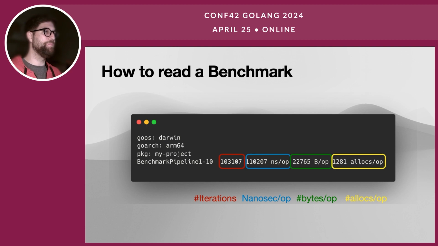So with that command, we get this result. We can see in the red circle the number of iterations, so the b.N that we mentioned before, and the blue circle is one of the most important, because it explains on average how fast your application is in terms of nanoseconds per operation, the number of bytes per operation, and the number of allocs per operation. The last 2 results came from the fact that we used the -benchmem flag.